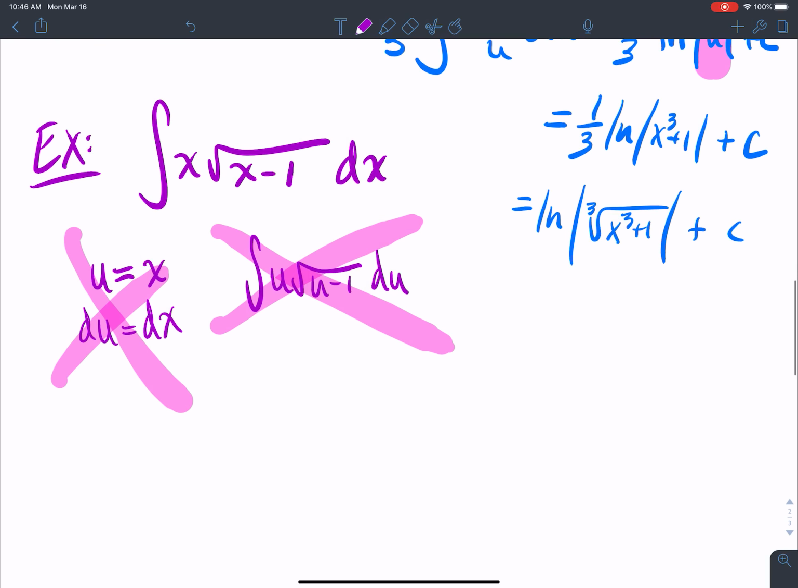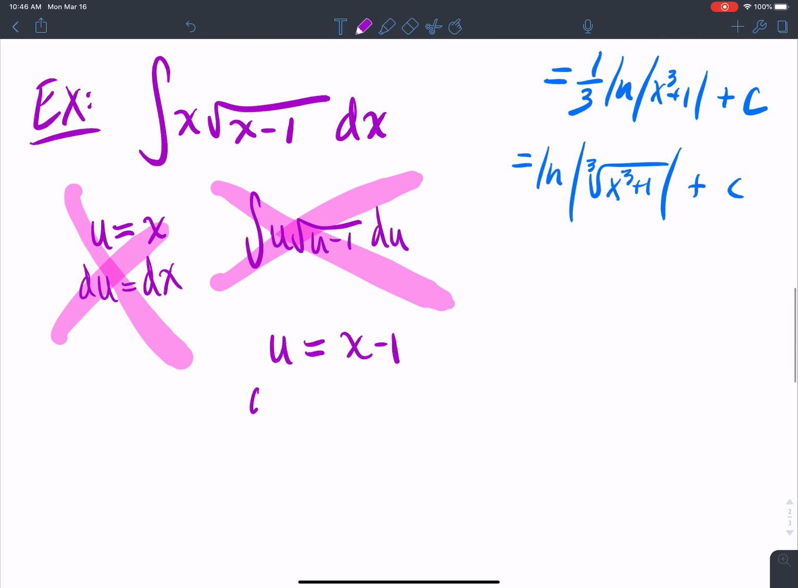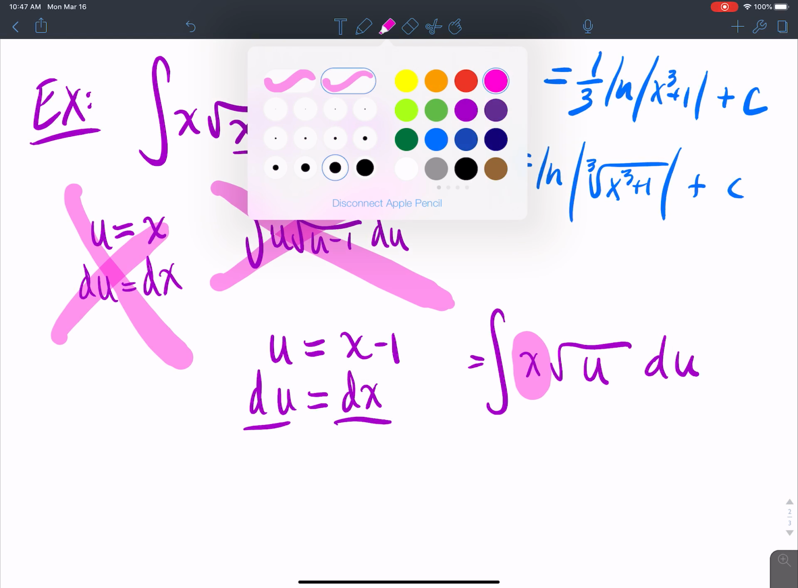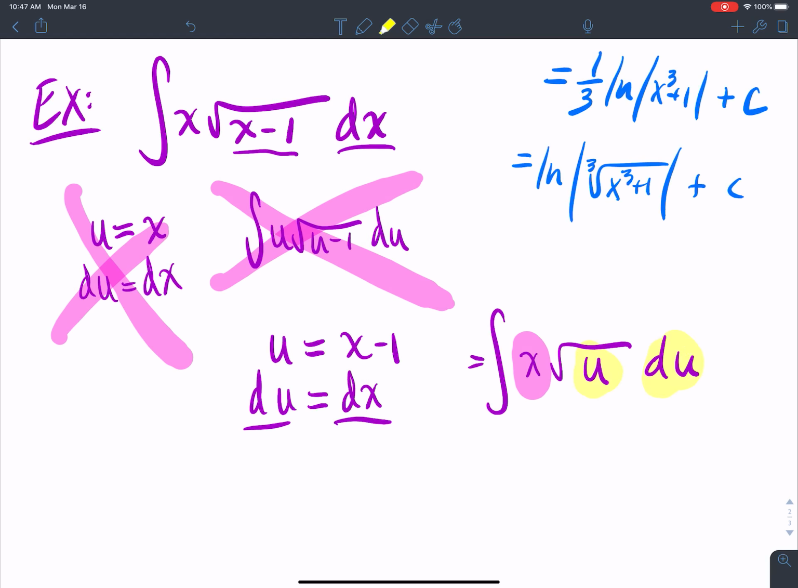The only other real option, maybe u equal to x minus 1, okay? Then du is equal to dx. Now let's see what happens here. Let's replace x minus 1 with u. So this becomes the integral, well, I have x and then square root u, and then du is dx, so that's du. Now what's my problem? I've got x's, but I've also got u's in there. I want everything to be in terms of u.